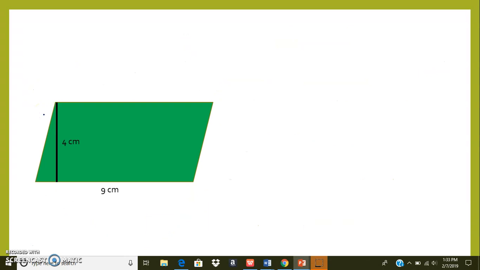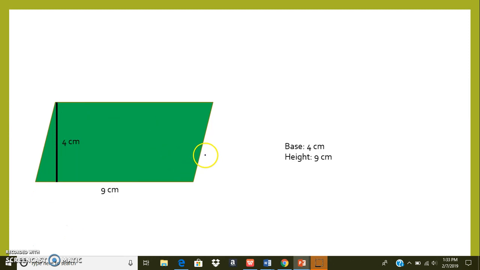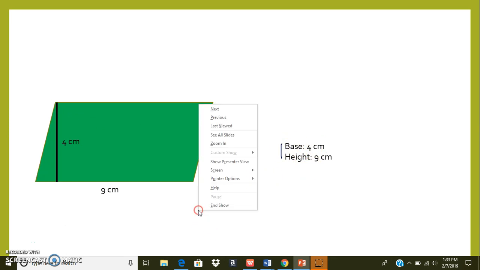So here's the first parallelogram I made, and when we're looking at the height, we're just going to chop it off right here where I put this little black line, and so I put the height here as 4 centimeters, and then the base down here is 9 centimeters. So let's go to the next one. So I have that labeled out, so the base and the height.